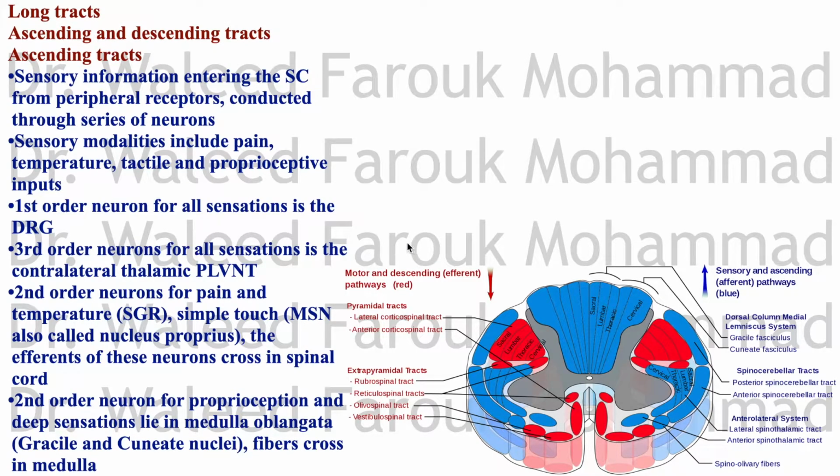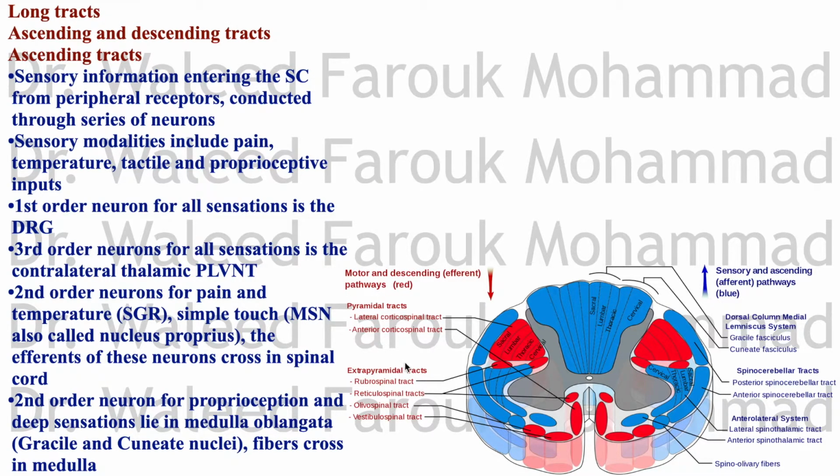Sensory modalities vary between pain, temperature, tactile, and proprioceptive inputs. The first order neuron for all sensations is the dorsal root ganglion, and the third order neuron for all sensations is the contralateral posterolateral ventral nucleus of the thalamus. The sensation pathways differ in their second order neuron. The second order neuron for pain and temperature, for example, is the substantia gelatinosa of Rolando. For simple touch it is the main sensory nucleus, or the nucleus proprius.